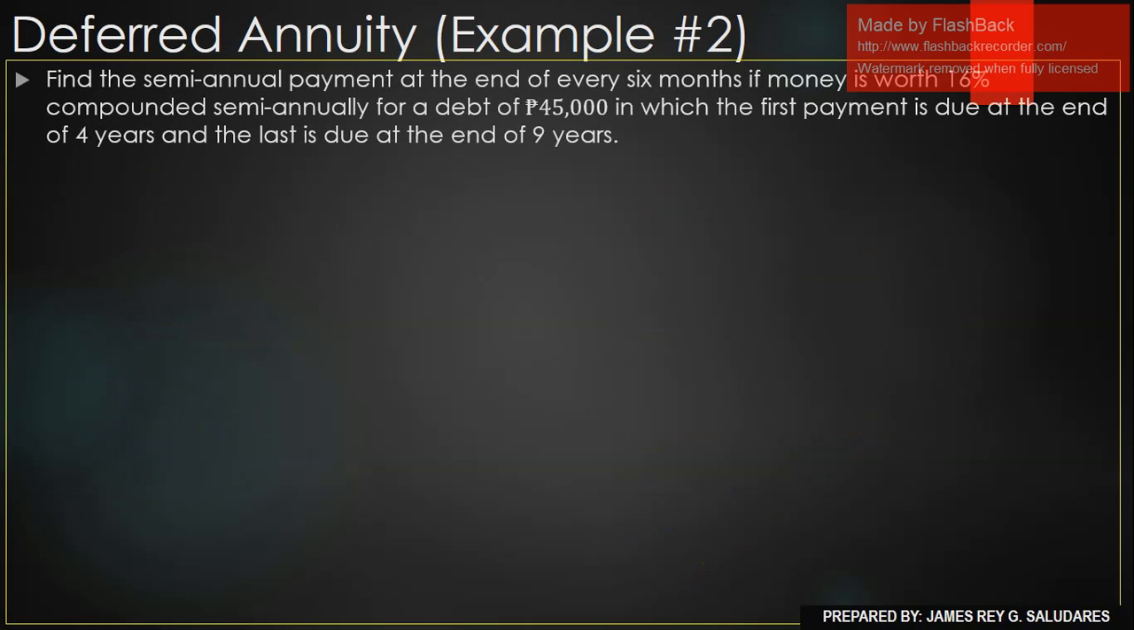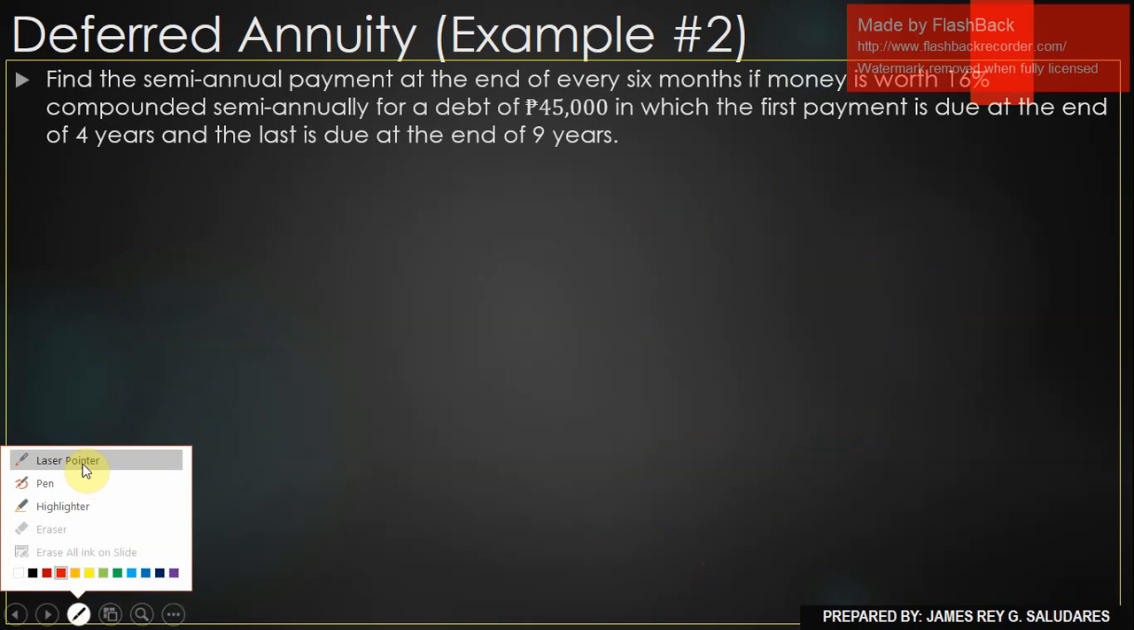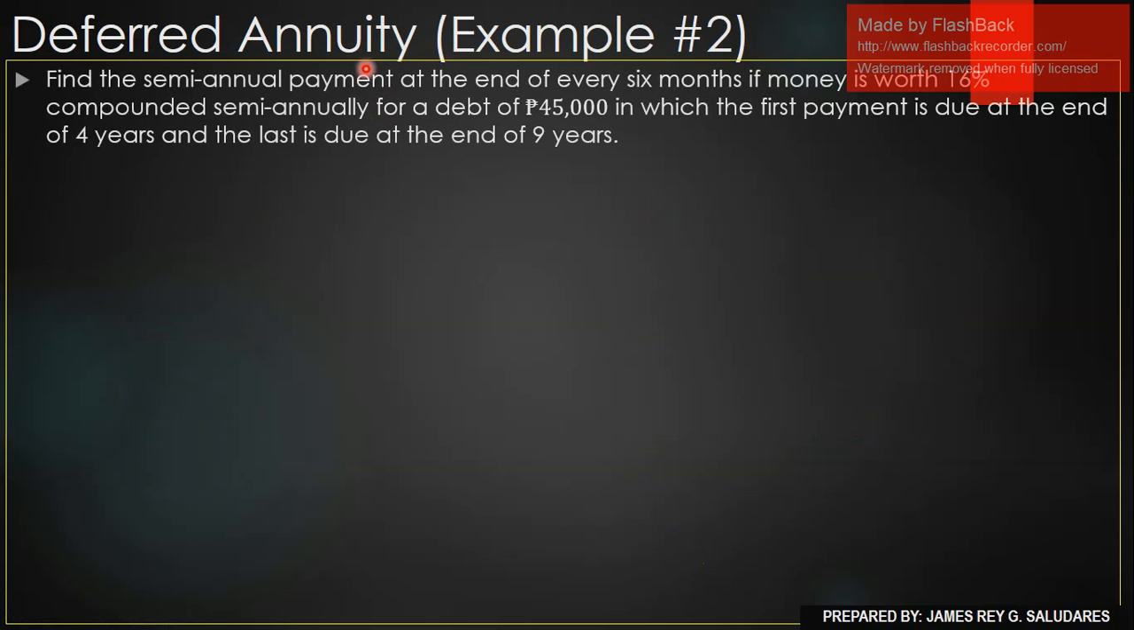Okay, let's proceed to example number 2. Find the semi-annual payment. So you're looking for the periodic payment, which is to be paid semi-annually at the end of every 6 months, if money is worth 16% compounded semi-annually, for a debt of 45,000 pesos, in which the first payment is due at the end of 4 years and the last is due at the end of 9 years. Notice this is a deferred annuity since the first payment is made later, at the end of the 4th year.